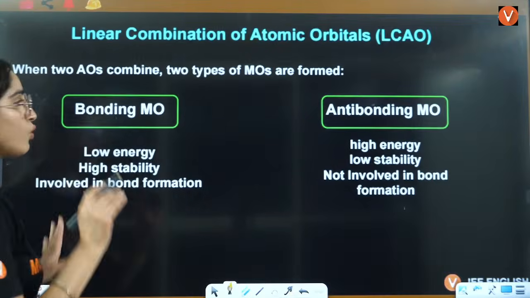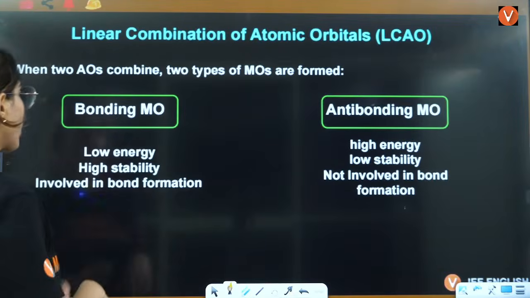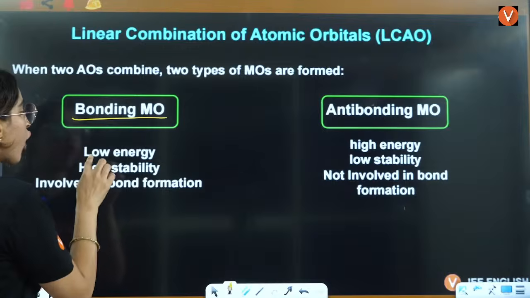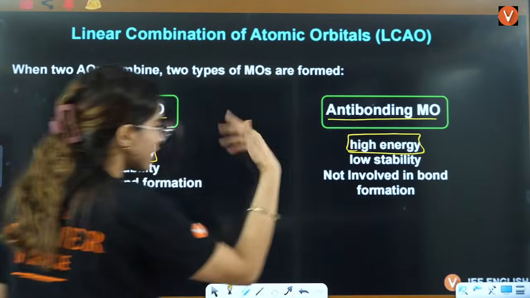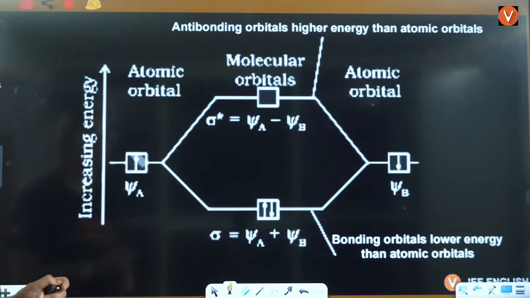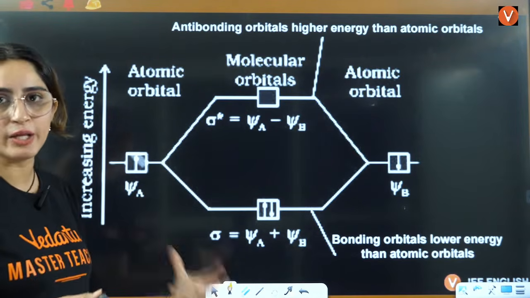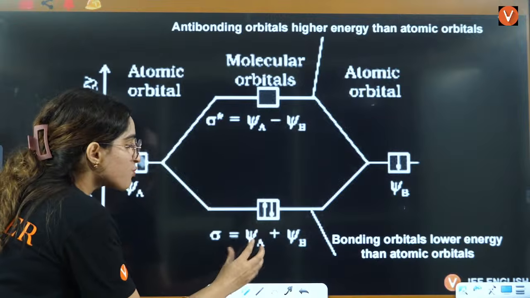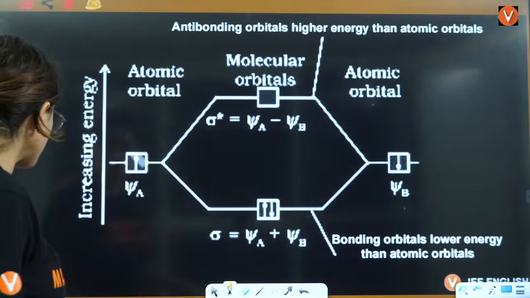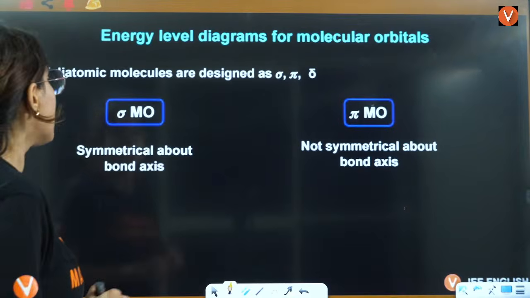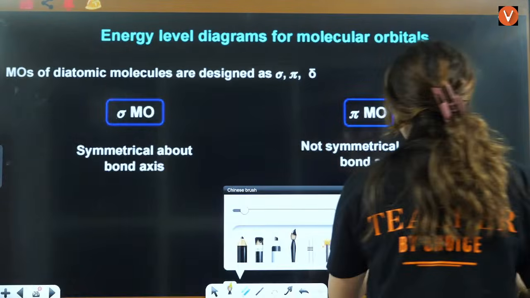Okay, two: anti-bonding and bonding molecular orbitals. Bonding molecular orbitals are low in energy and anti-bonding are always high in energy, and stability is inversely proportional. So how are bonding and anti-bonding formed? Bonding is formed by addition of wave functions and anti-bonding is formed by subtraction of the wave functions. Now you have two kinds, bonding and anti-bonding.